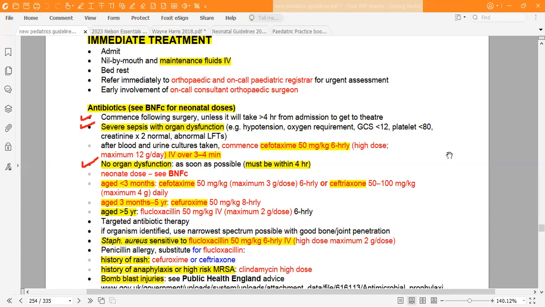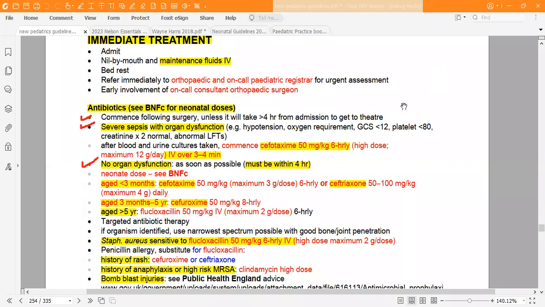So for the antibiotic, you will start it for this patient following surgery. If you have aspiration or cleaning of a localized infection or abscess, you have to start antibiotics immediately after the surgery, unless it will take more than 4 hours from admission to get to theater. If more than 4 hours have passed from admission to getting to theater, then you do not wait; you start antibiotics at that time.